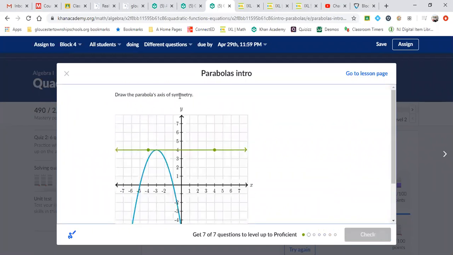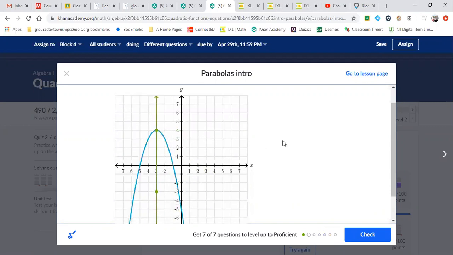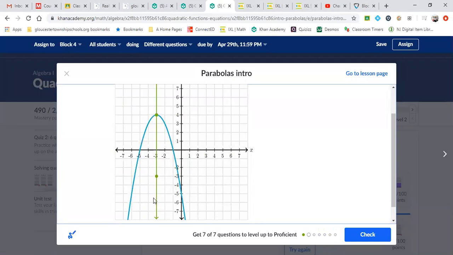Draw the parabola's axis of symmetry. I did this one yesterday. The axis of symmetry is that vertical line that goes right through the center of the parabola and creates the reflection in the middle. So I'm actually going to put that point right on the vertex and then swing this guy down. And now that green line perfectly splits that parabola in half. That is the axis of symmetry.